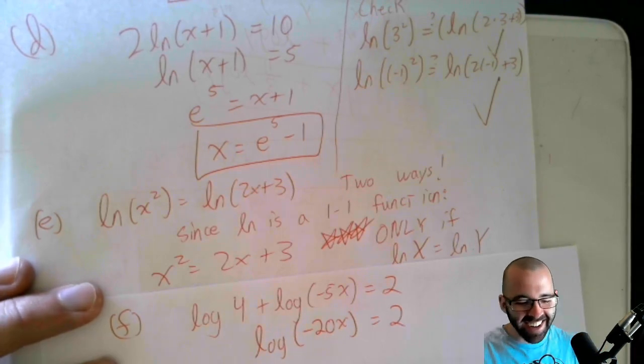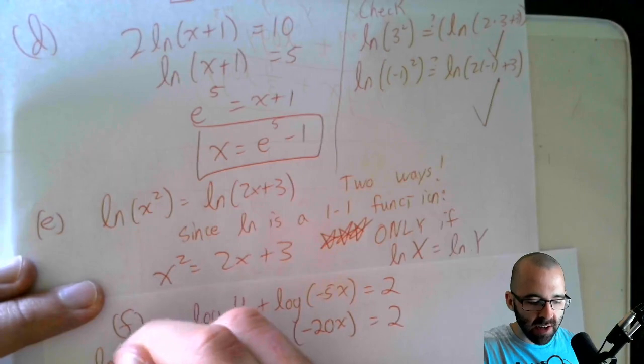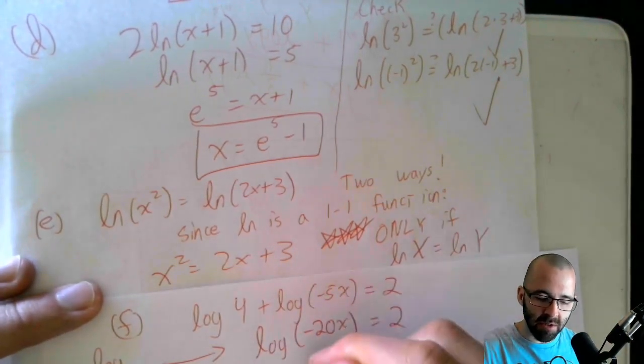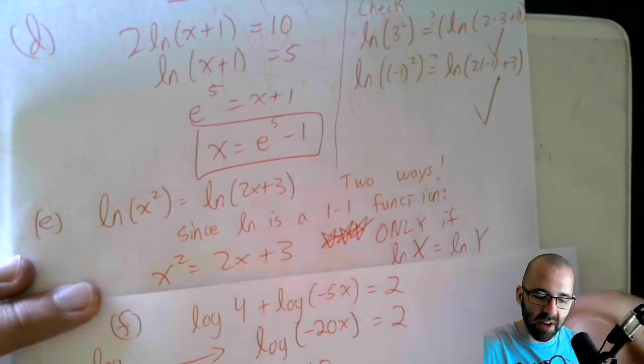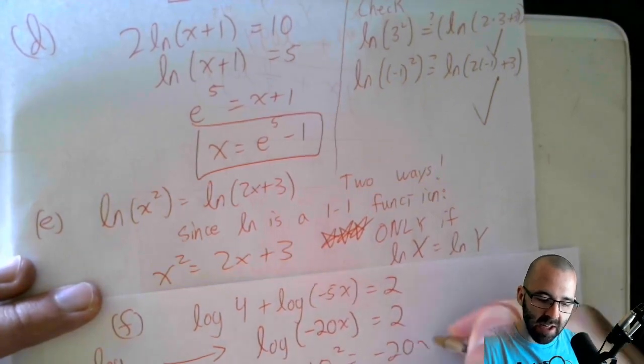So, again, remember, what is the common log? Common log is log base 10. So when you turn this into an exponential equation, the base of the logarithm becomes the base of our exponential. This becomes 10 squared equals that inside, negative 20x.